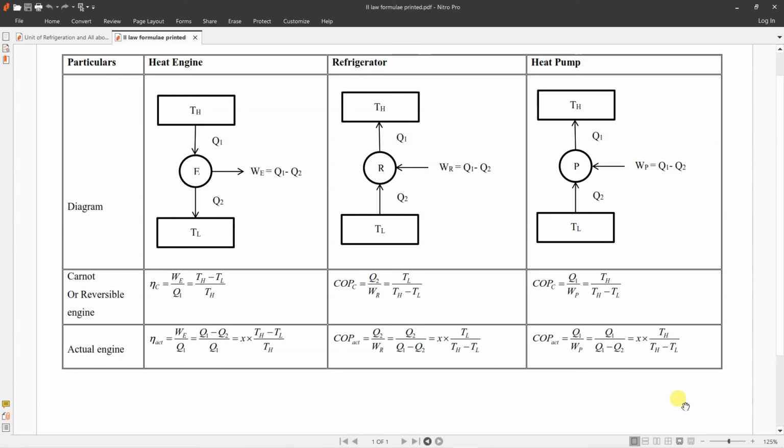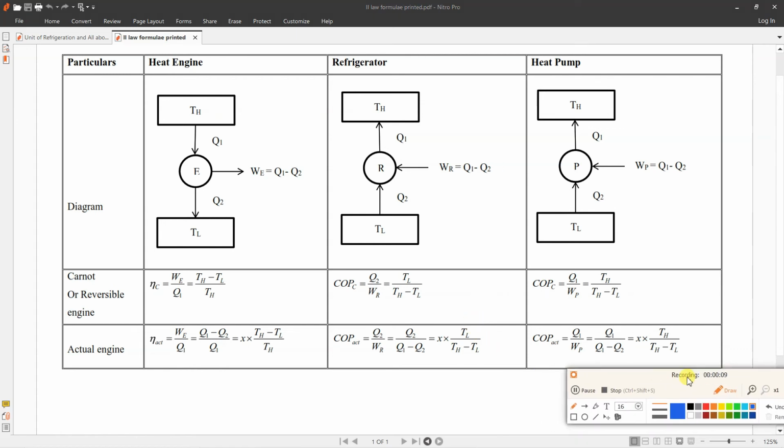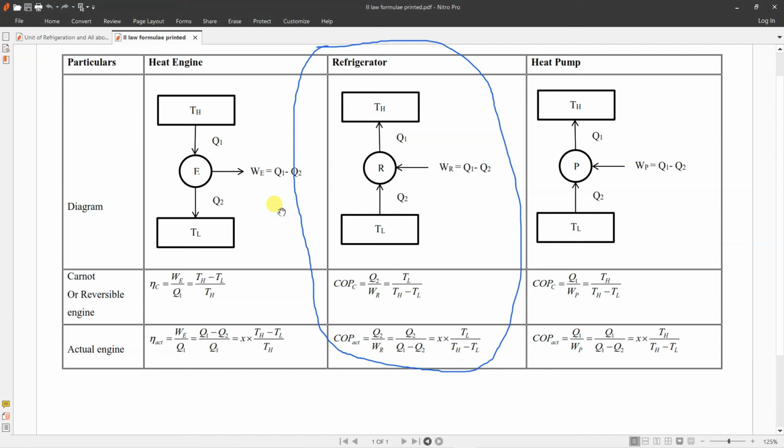So now we will be understanding a few concepts related to this Carnot COP. These questions which I'm about to ask are only related to this one, the refrigerator. My first question is: if you are using a refrigerator or air conditioner in summer season or winter season, in which season do you think COP will be higher?